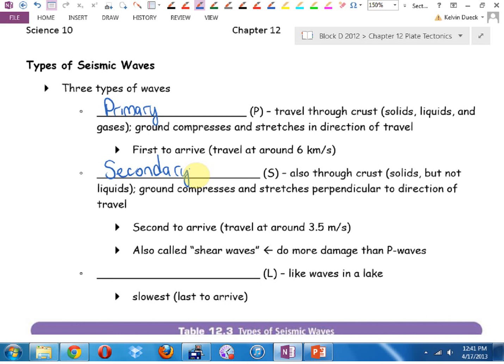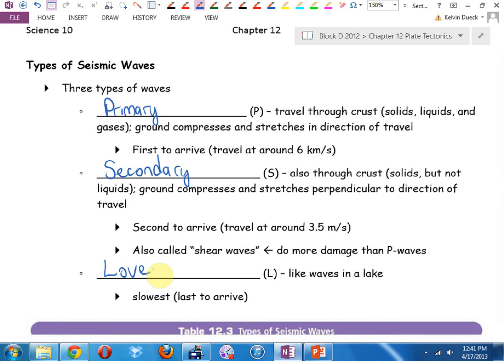The third type of wave are called love waves. We call them L waves. They are the last to arrive.